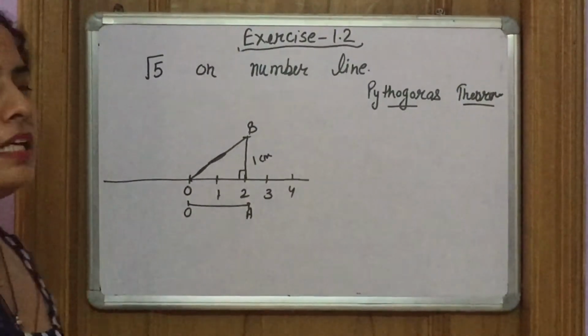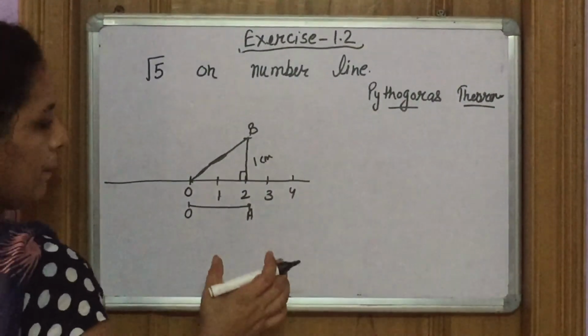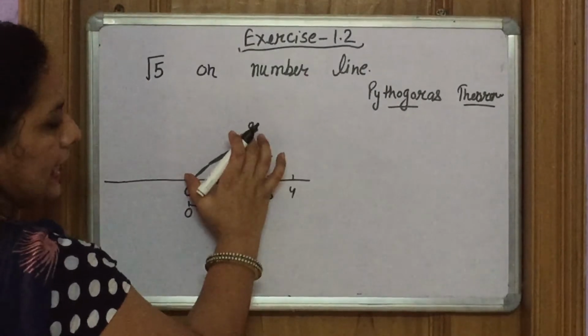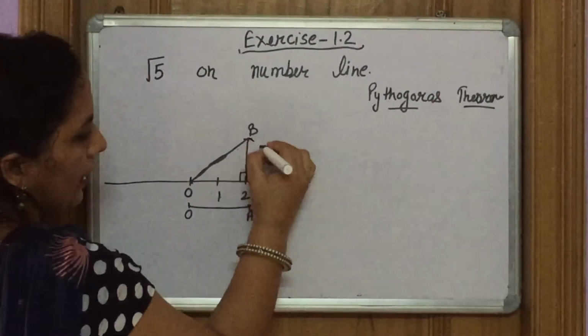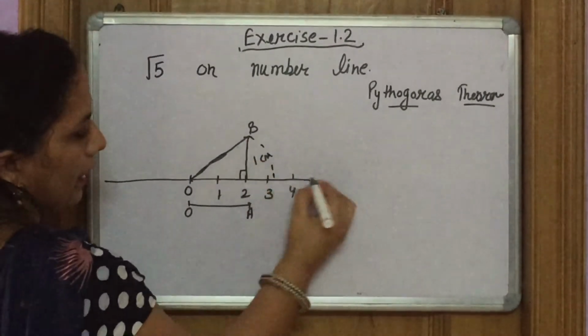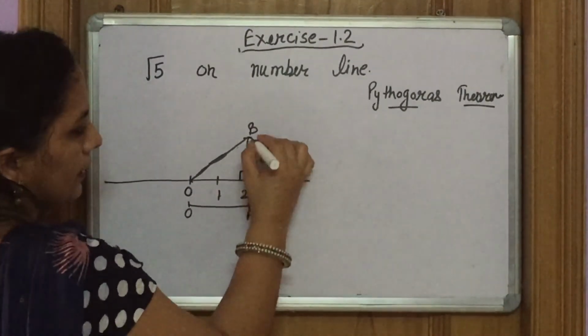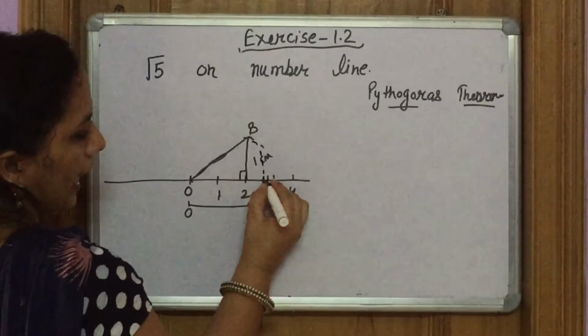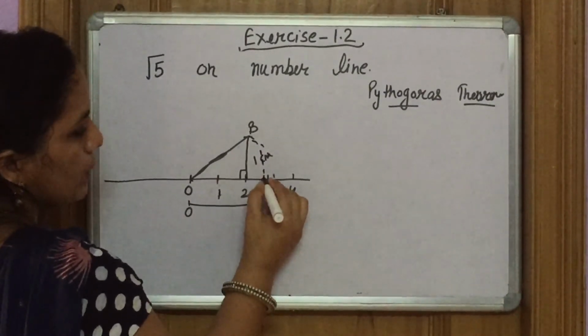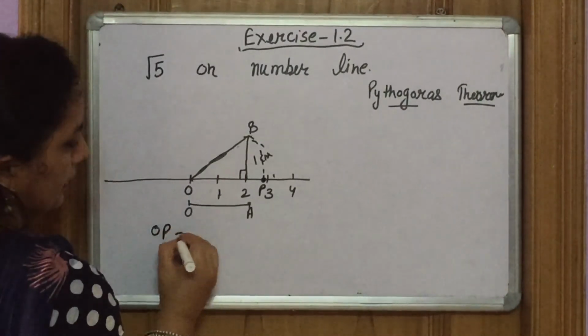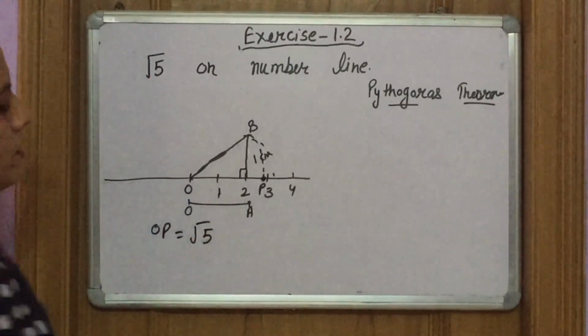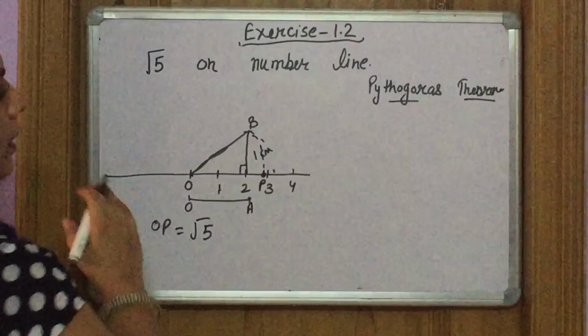After that, next step is to open a compass, take radius OB, and draw an arc on the number line which will cut the number line at a point P. Mark this point as P. So O to P is the distance of square root of 5 on the number line.